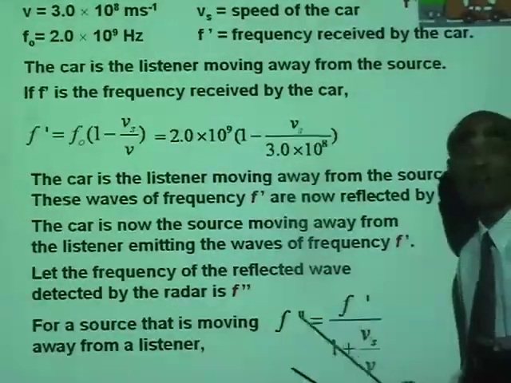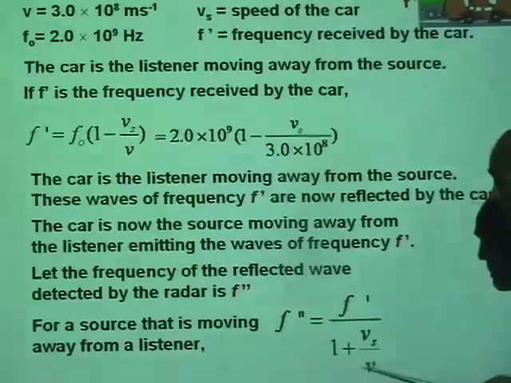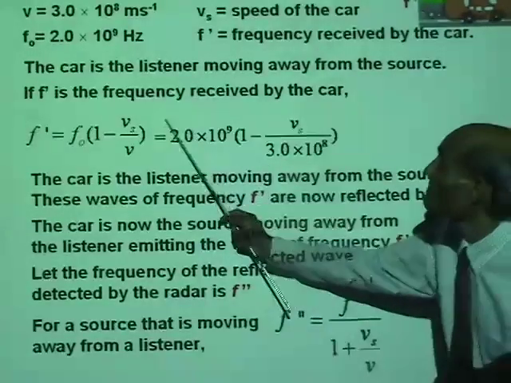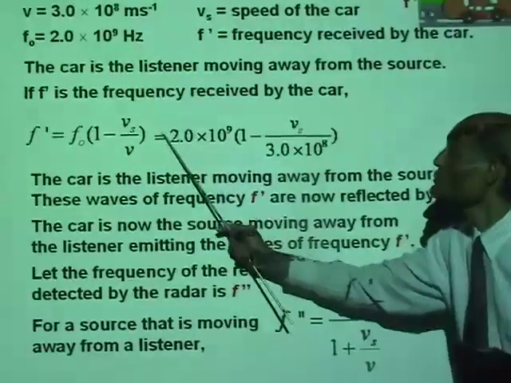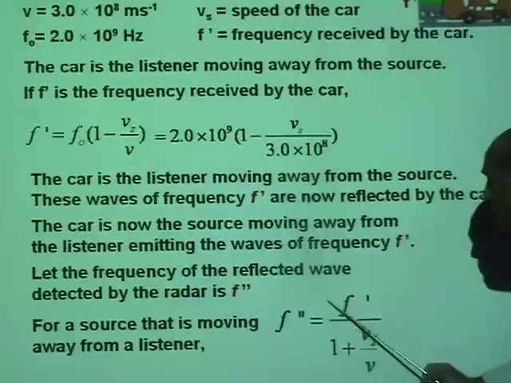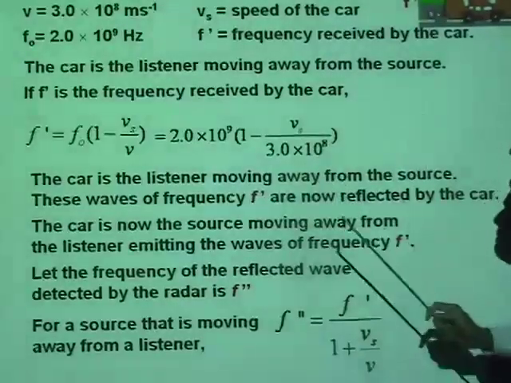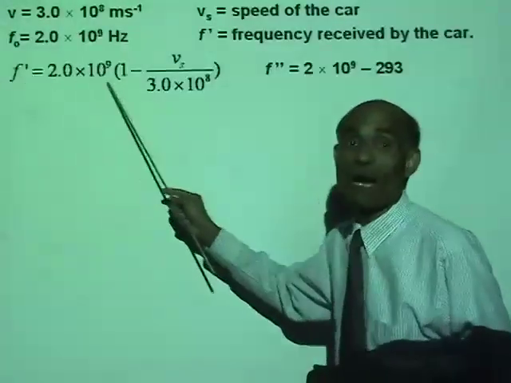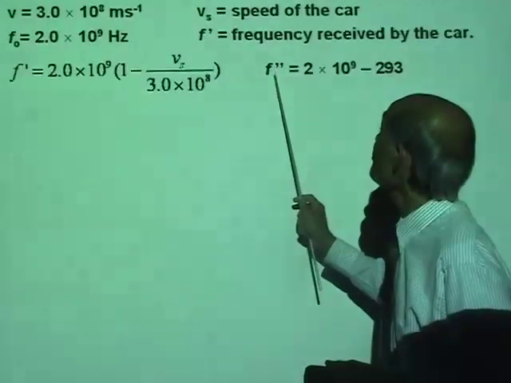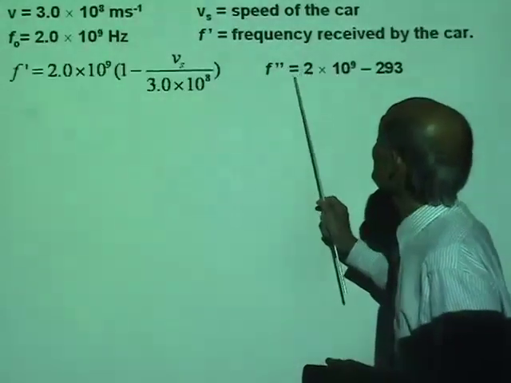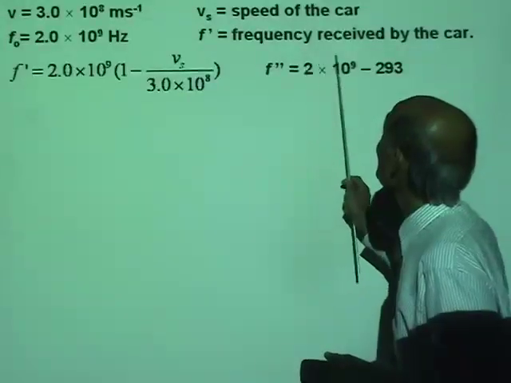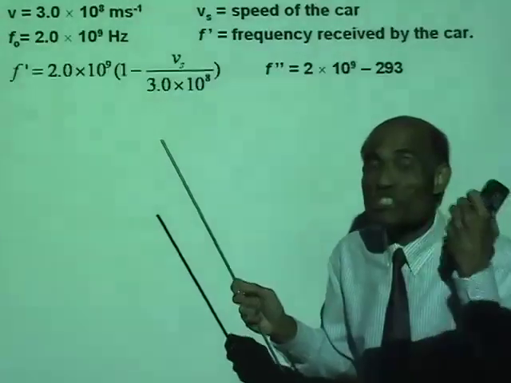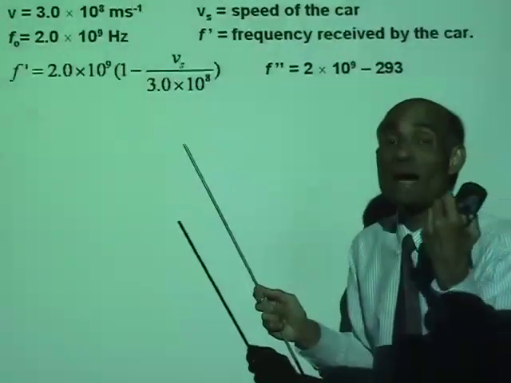Alright, what we are now going to do is, in this equation, replace this F prime by this value. Look at that. F prime is this quantity. So we will replace this F prime by that quantity. Let's do that in the next slide. Now you can see this is our F prime, and this is the F double prime. You can see F double prime is the frequency as received by the policeman in the radar.